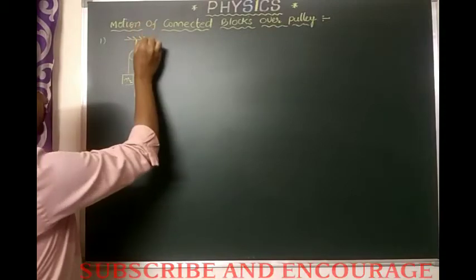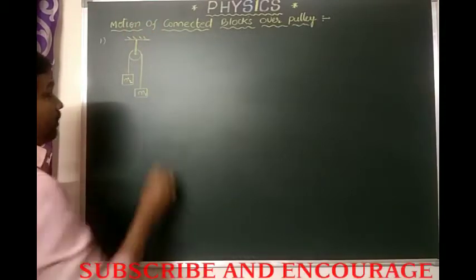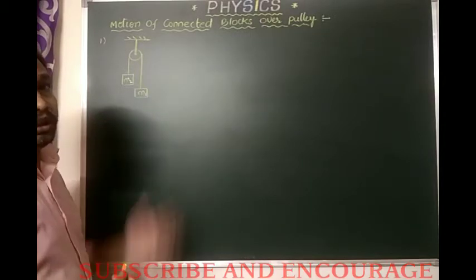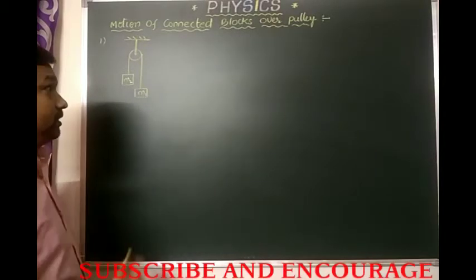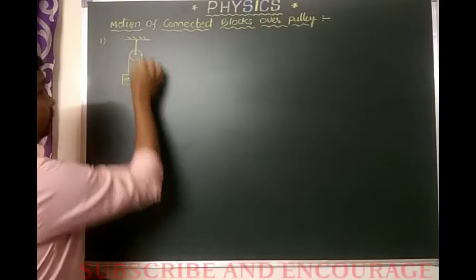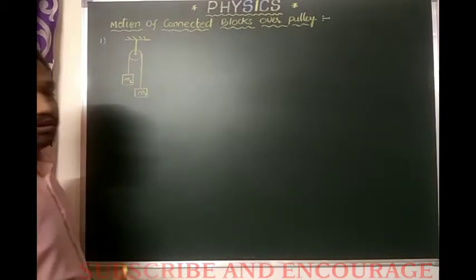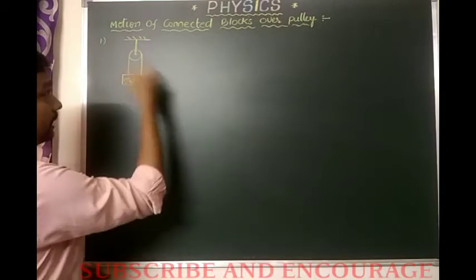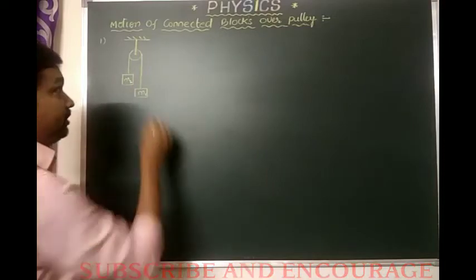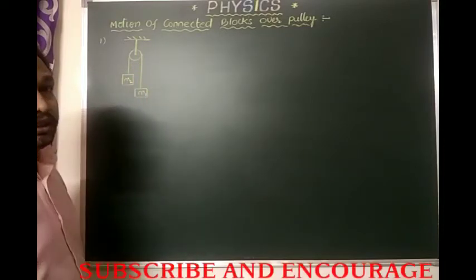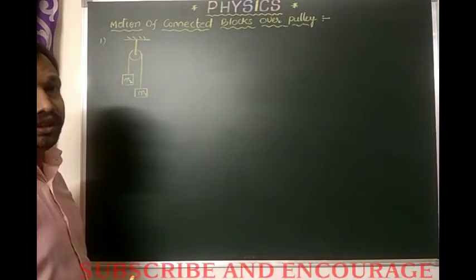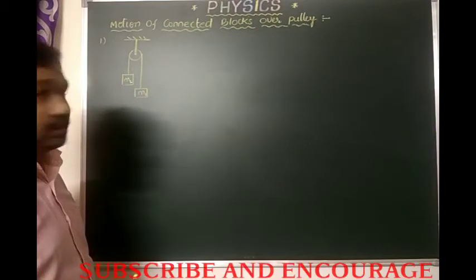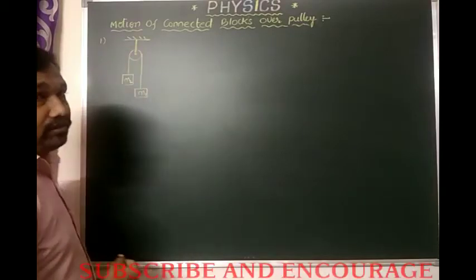This is the fixed position. Right now, what is the acceleration of the bodies m1 and m2 and what is the tension in the string? This is the question we have. These two are connected by one string so they will move with the same acceleration. If the thread or the string is massless, then the tension in the string remains the same. Here we are considering a massless string.